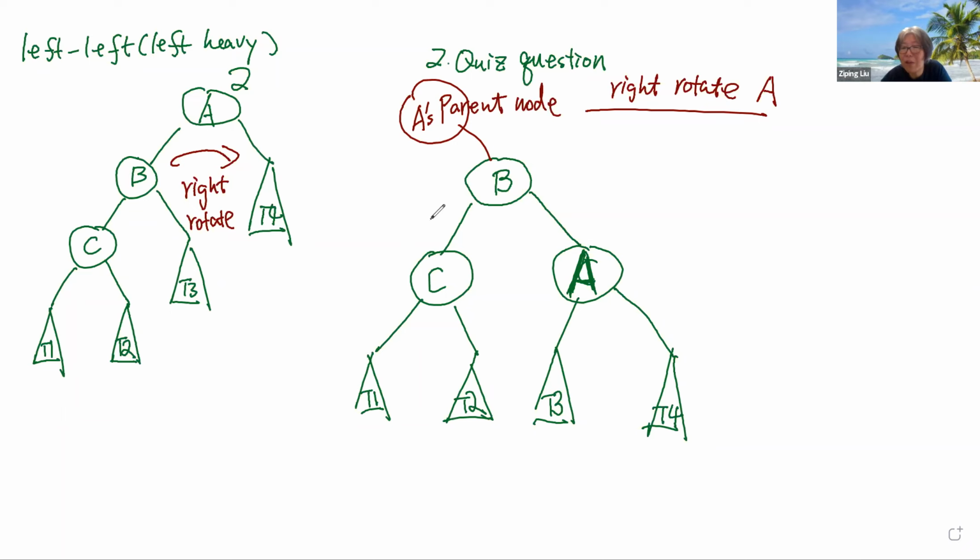node. Then in this case, we balanced the tree. Okay, so this is the third case. It's called left and left heavy. And then next, let's take a look at the last case.